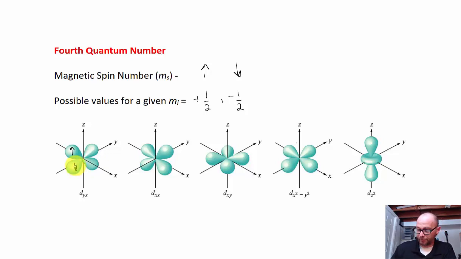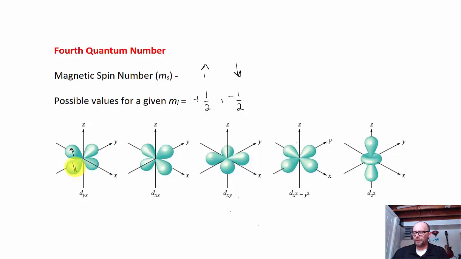It's impossible to have two electrons in an orbital with the same spin. They can't both be spin down. They also can't both be spin up. They have to be opposite each other. One has to be spin up, one has to be spin down.